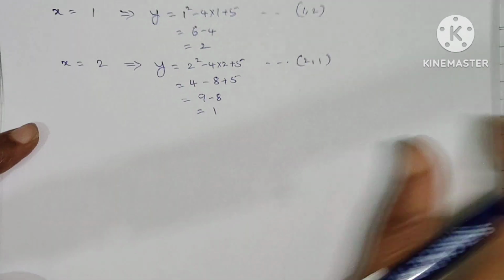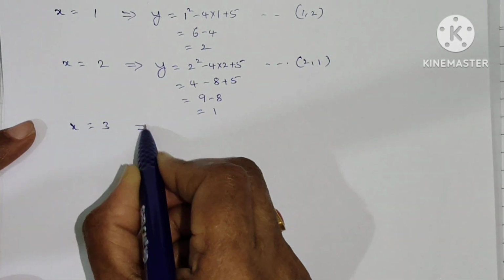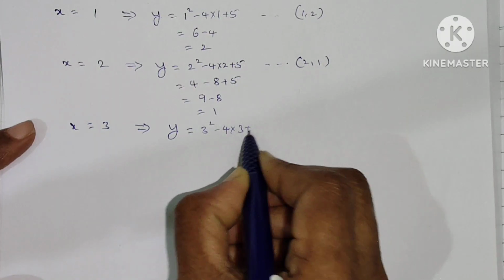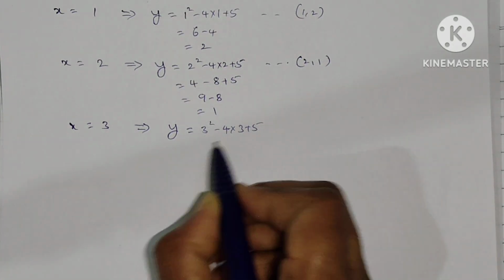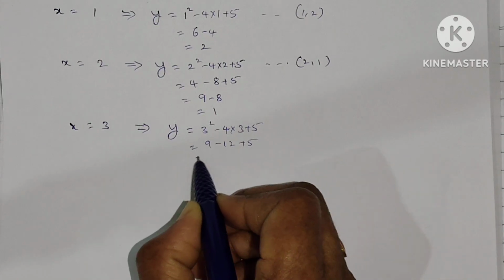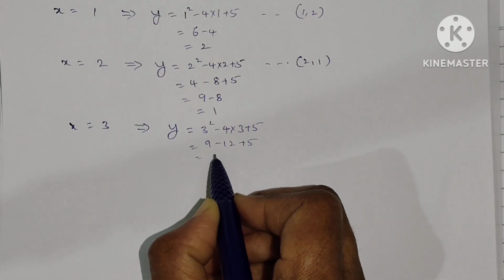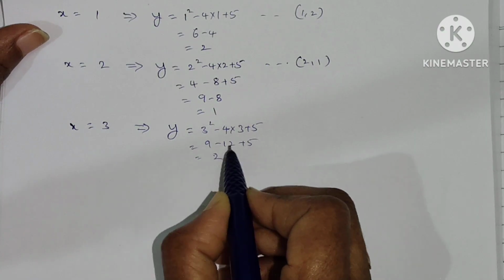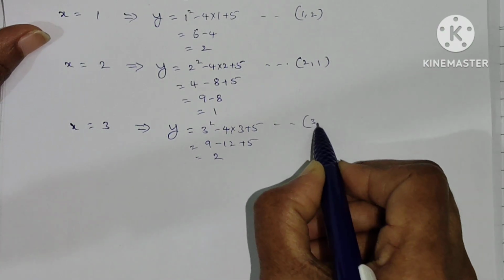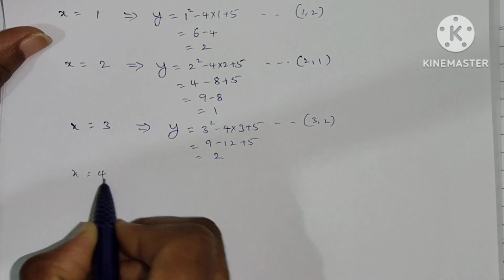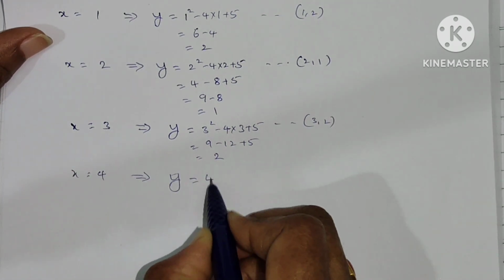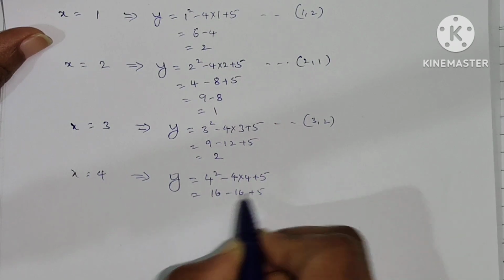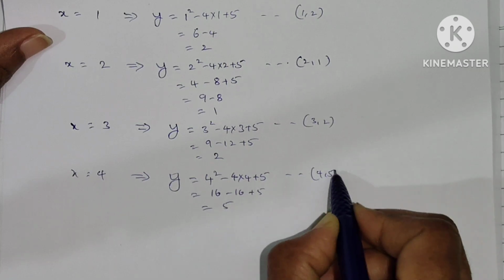Next we write x equal to 3. X equal to 3 means y equal to 3 square minus 4 into 3 plus 5. 9 minus 12 plus 5. So here y value is 2. So 9 plus 5, 14. 14 minus 12, 2. So here the point is 3 comma 2. Next x equal to 4. X equal to 4 means y equal to 4 square minus 4 into 4 plus 5. 4 square means 16 minus 16 plus 5 equal to 5. So the point is 4 comma 5.